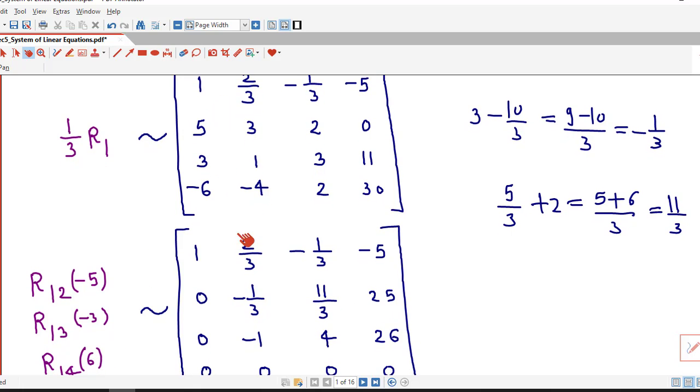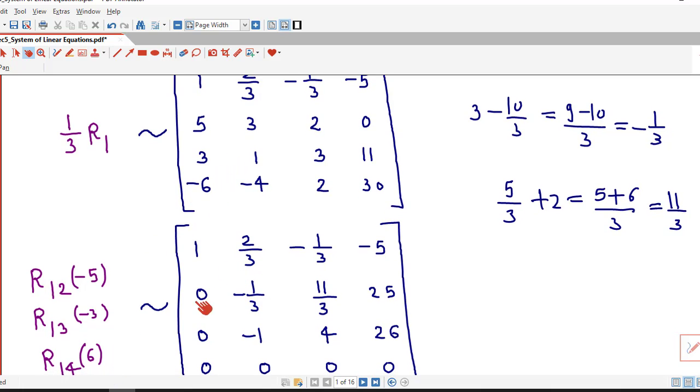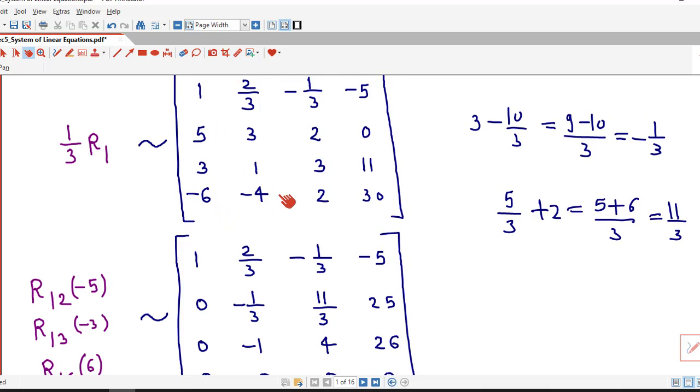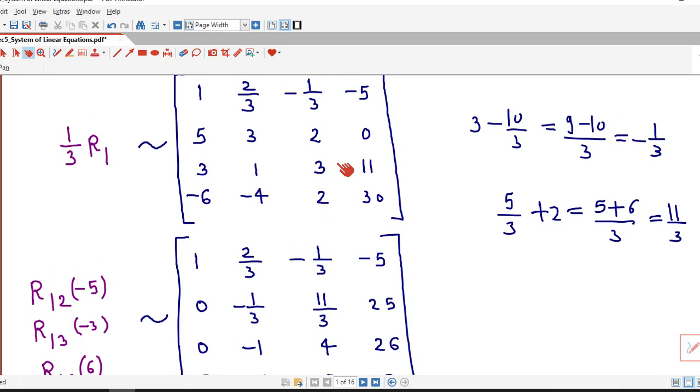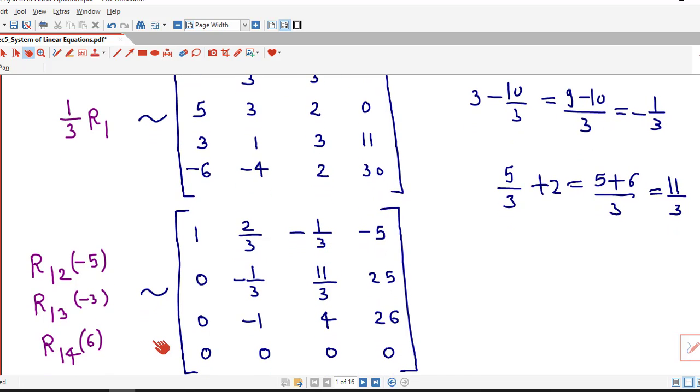Now we multiply the first row by 6 and add to the fourth row. So 1 into 6 is 6, and minus 6 is 0. 6 into 2/3 is 4, and minus 4, so we have 0. 6 into -1/3 is -2, plus 2 is 0. 6 into -5 is -30, plus 30 is 0.